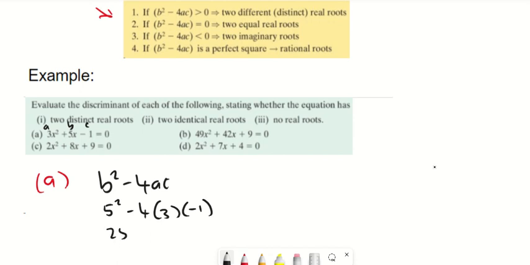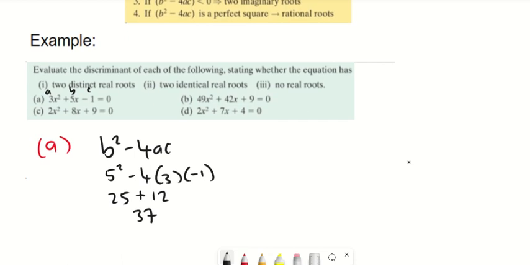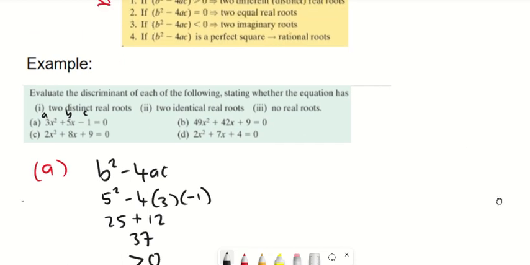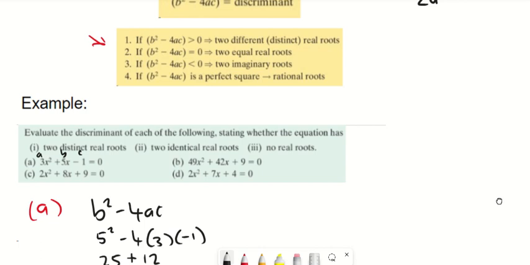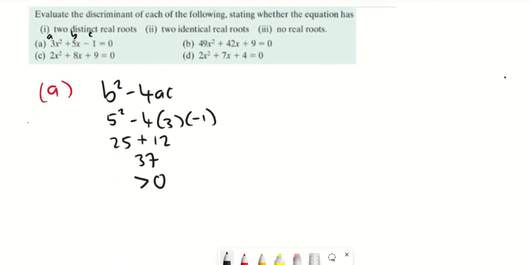So b squared there will be 5 squared minus 4 times 3 times minus 1. So that's 25 minus, well, it'll be plus 12 in the end. So we get 37. Therefore we can see that it's greater than 0. If it's greater than 0, then it has two real roots.